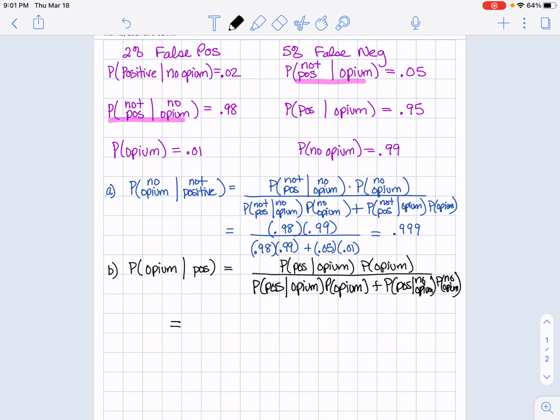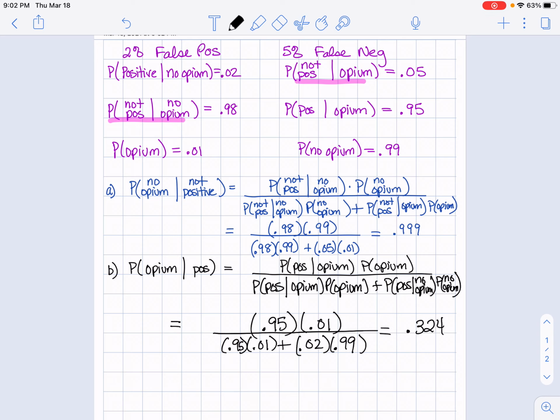Positive given opium is 0.95. That makes sense. 95% of the time, if somebody is on opium, they test positive. Times the probability of opium, which is 0.01, divided by positive given opium, 0.95, times 0.01, plus positive given no opium, 0.02, times no opium, 0.99, which gave me a probability of 0.324. So there's a 32.4% chance that someone who tests positive for opium actually uses opium. Again, maybe not the greatest level of probability.